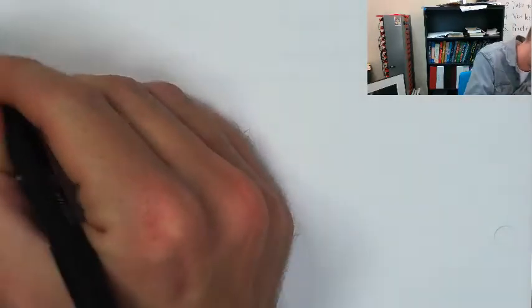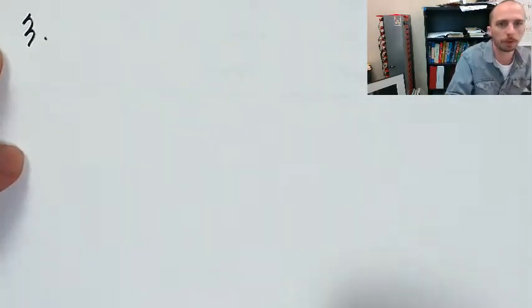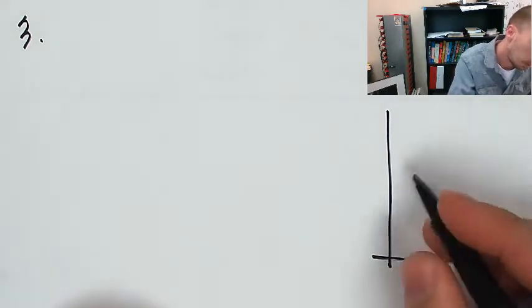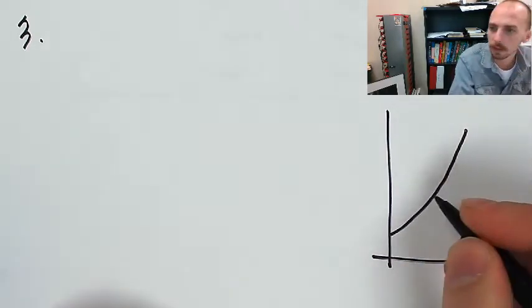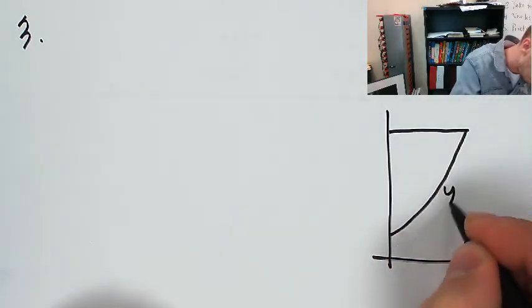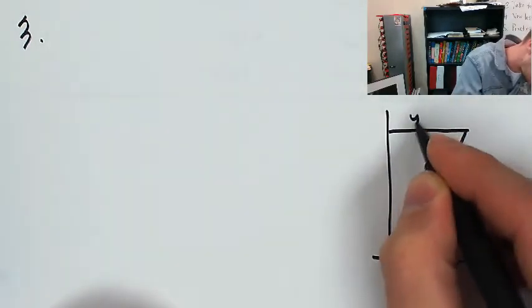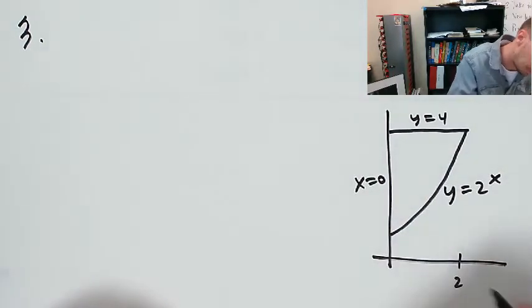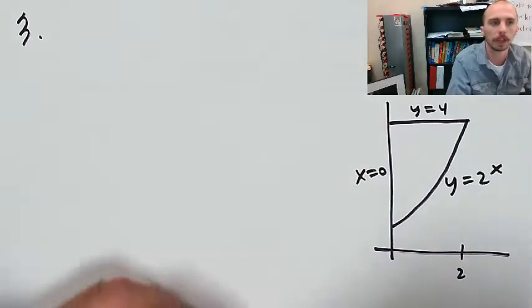Okay, R is bounded by x equals 0, y equals 4, and y equals 2 to the x. Compute the double integral. Okay, that's going to be right up our alley. So there's number 3. I'm going to draw a picture of R right down here. 2 to the x is there. Y equals 4. That's x equals 0, and over here would be x equals 2. And we'll need that eventually, I guess.